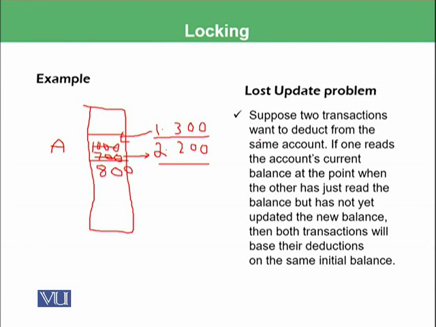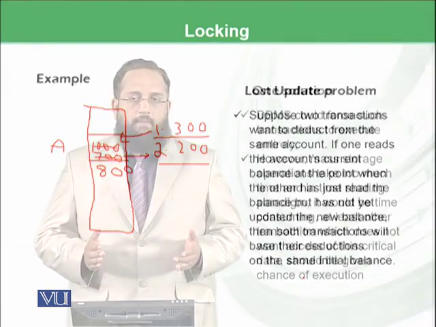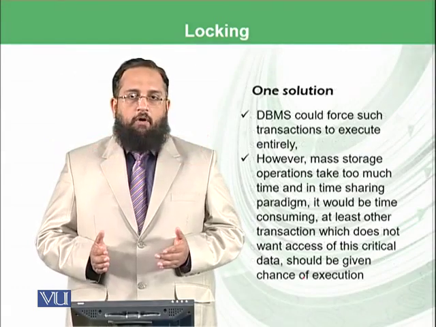So what we are saying is that two transactions want to deduct from the same account. If one reads the current balance at the point when the other has just read the balance but has not yet updated the new balance, then both transactions will base their deduction on the same initial balance, which was 1000 in this example. So what is the solution? How can we solve such a problem?